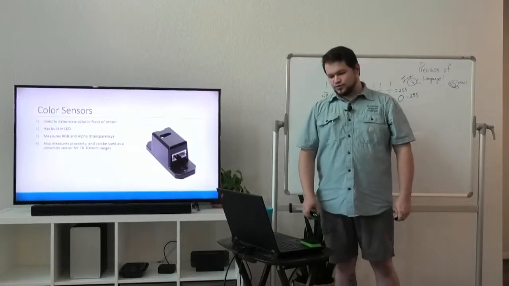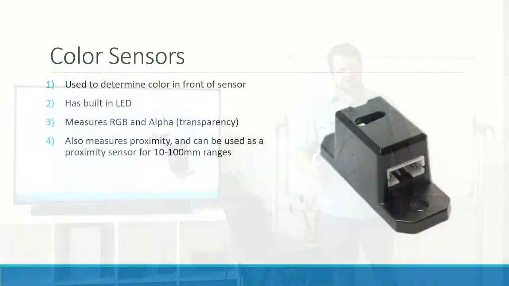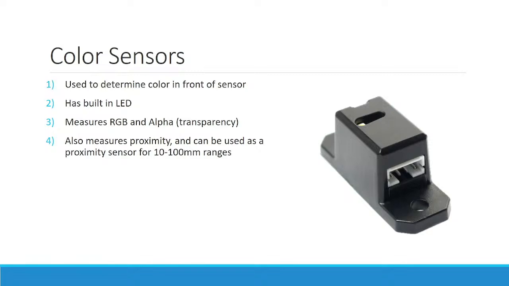Color sensors are the next one. They're used to determine the color that's directly in front of them. They have a range of where they are looking. In this case, the one on Rev is 10 to 100 millimeter of range. Why would you not want to be less than 10 millimeters? Why is there a minimum?